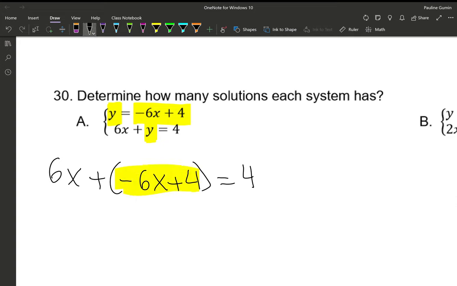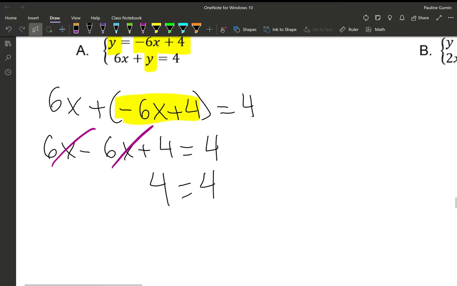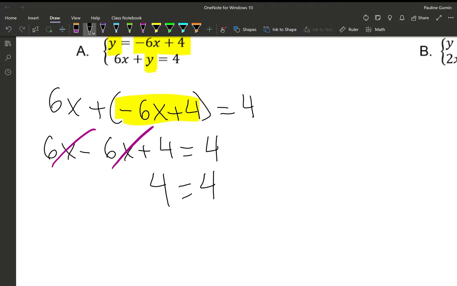Well, it looks like the parentheses weren't really needed here because we are going to distribute a positive 1. So I'm just going to go ahead and rewrite this without parentheses. On the left side, 6x's minus 6x's make the x's go away. So we're left with 4 equals 4. This is a true statement, and because it's true, that means we have infinite solutions.